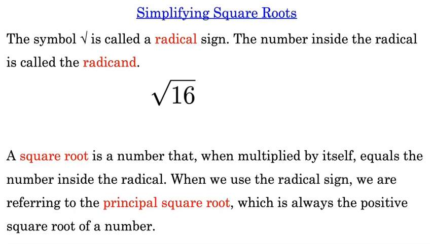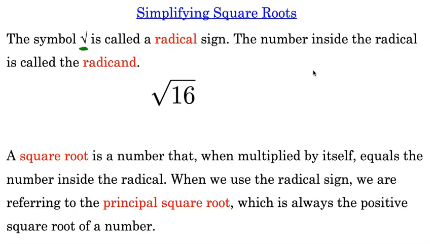Hey everyone, in this video we are going to learn how to simplify square roots. Starting off with a few definitions, the symbol we use is called a radical sign. You can see that right here. The number inside the radical is called the radicand.